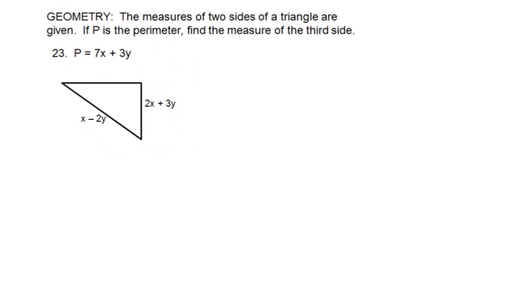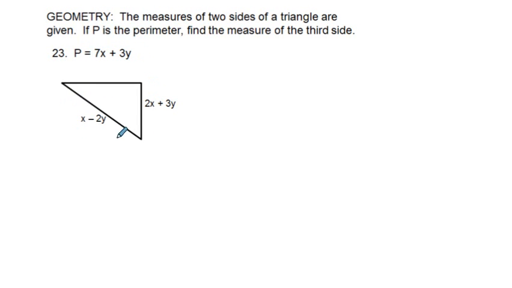Now the next odd number problem we have here, geometry. The measures of 2 sides of a triangle are given. If P is the perimeter, find the measure of the third side. So we have perimeter equals 7x plus 3y. Well, I'm going to take a little liberty here.